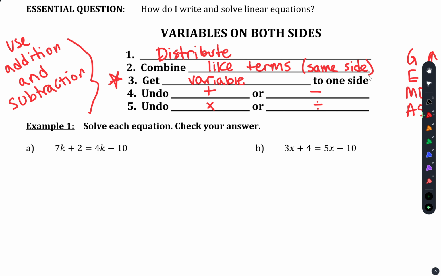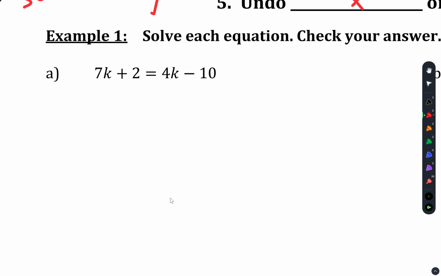So I look at the left side there, 7k plus 2. Are 7k and 2 like terms? No. I look on the right side, 4k and negative 10. Are those like terms? No. So there are no like terms to combine on the same side of the equal sign. So we move to step number 3, which is get the variable to one side. We're going to do this using addition and subtraction.